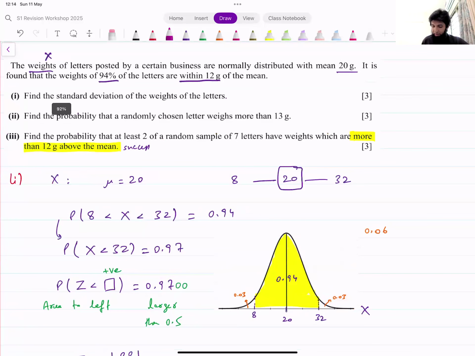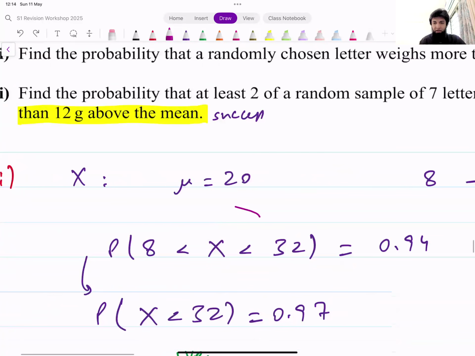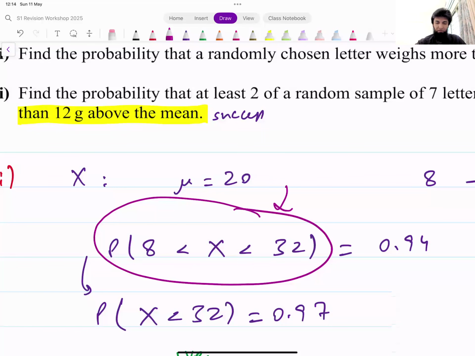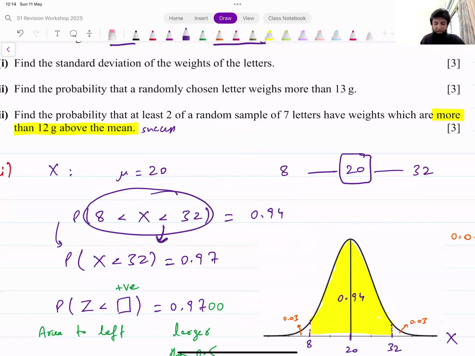20 is in the middle, right? 8 is on the left side, 32 is on the right side. Now think about it. We are talking about area between these two values to be 0.94. Now the problem is in inverse normal, we did not cover what happens when you have an interval like this, a two-sided interval. This is something that you have to figure out based on the question because it varies across questions. Now in this case, you have to somehow convert it to a single-sided interval. This is a two-sided interval between 8 and 32. You have to somehow convert it to single-sided intervals to be able to apply inverse normal.